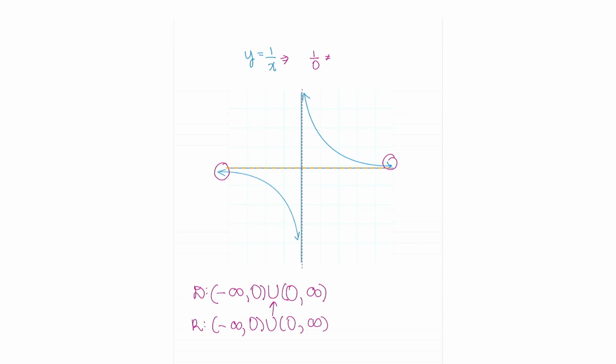Essentially, what we have to make sure of when we have a rational function is we have to exclude values where the denominator would equal 0. And in this case, that's exactly what we're doing right here.